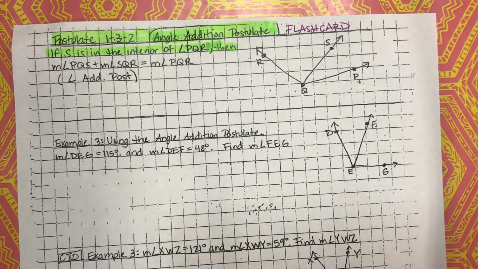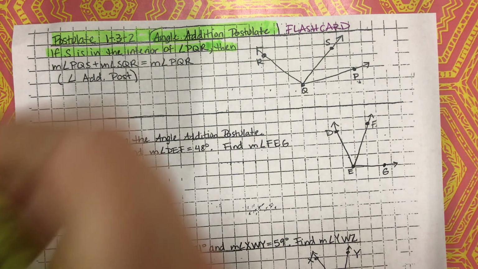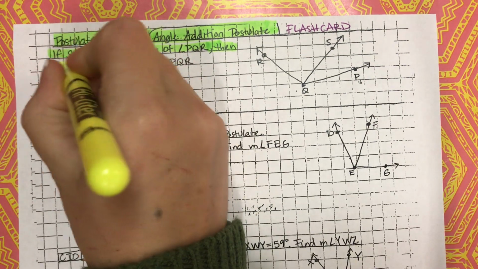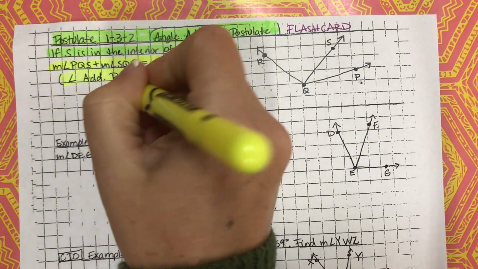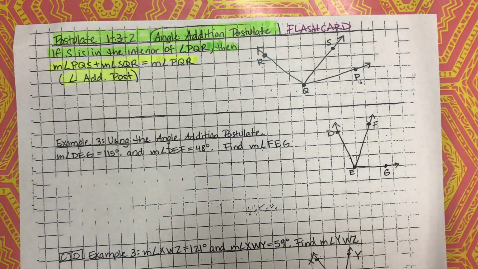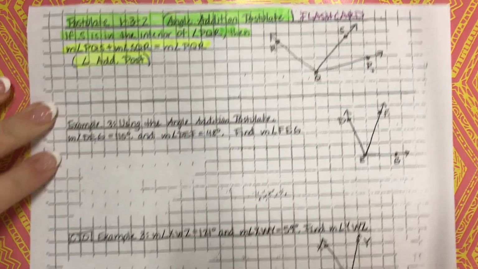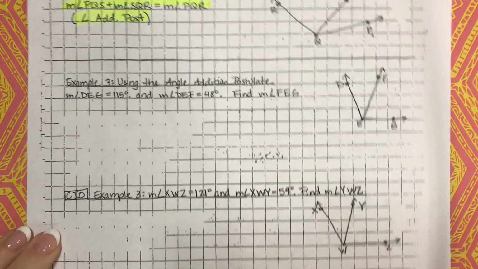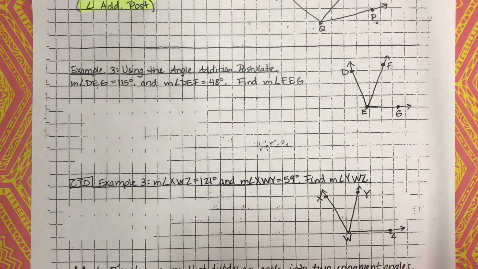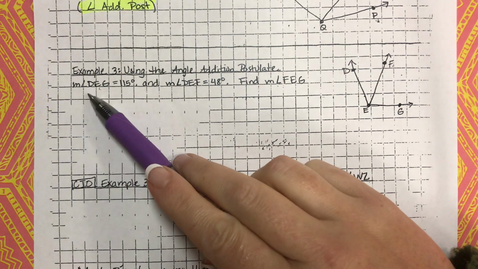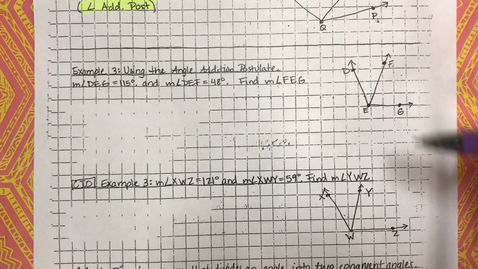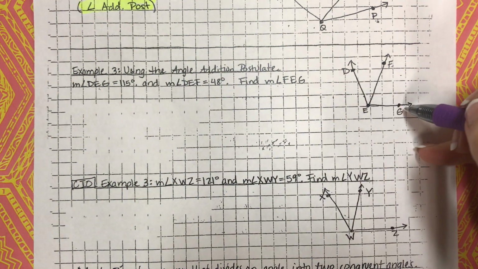All right? So you really, really need to know that one. And this is the short way to write the angle addition postulate, just like that. Perfect. Okay. So let's go ahead and use the angle addition postulate right here with example 3. It says, using the angle addition postulate in this figure, the measure of angle DEG is equal to 115. So DEG is the whole thing.